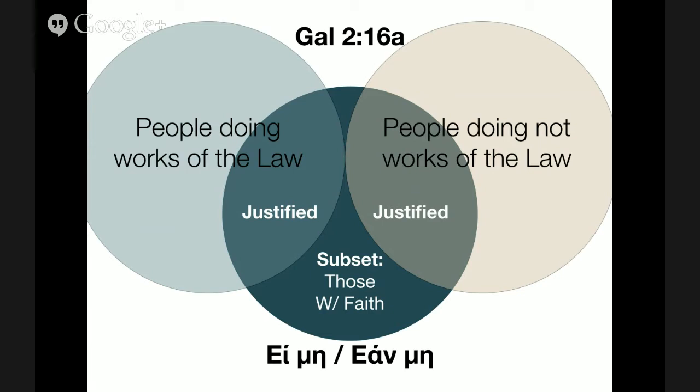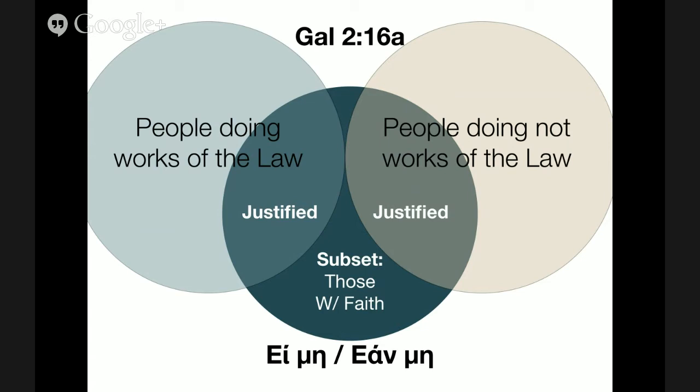Do we need to be in this group on the left, the ones doing works of the law, in order to be justified? And again, this is a rhetorical device that I believe Paul is using, because if we go back and read verse 15, and to get more context, Paul seems to be siding with the Judaizers and saying, we are Jews by nature and not from among the Gentile sinners. So it sounds like that's pandering to that audience.